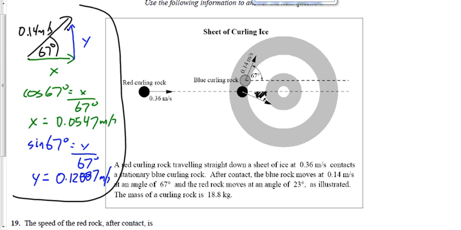In fact, I think I'm going to replace it with a 0.0547 this way and 0.12887 this way. And now, just like that angle that I scratched out a minute ago, I'm going to scratch out this. Doesn't matter anymore. It's gone.